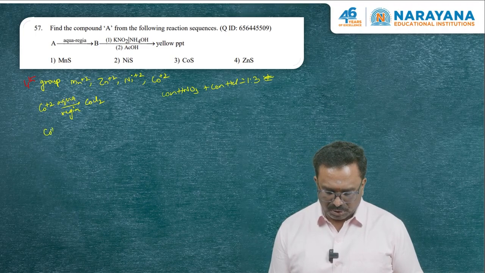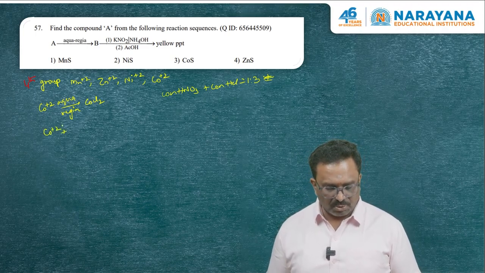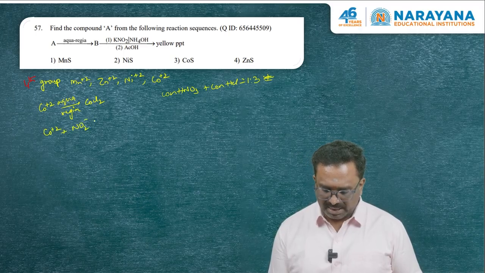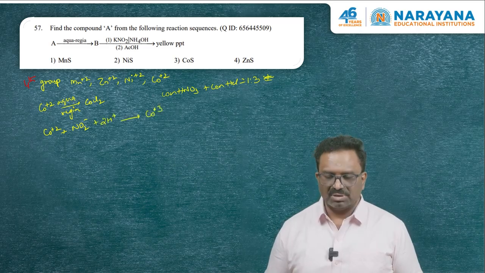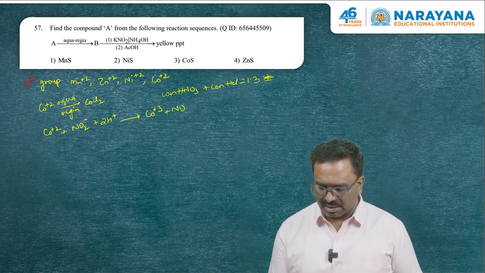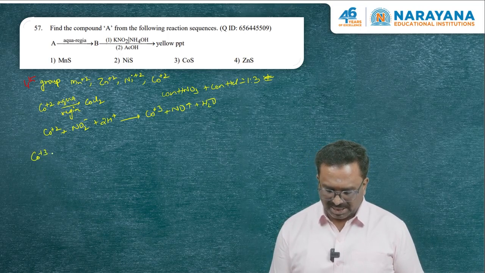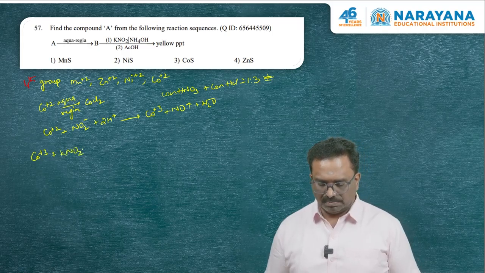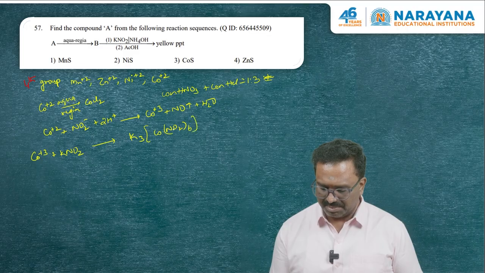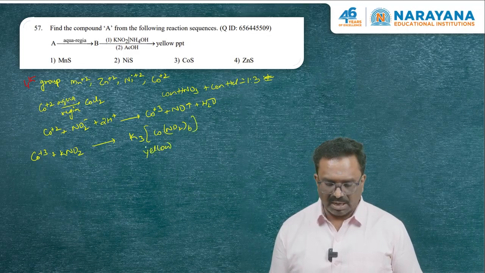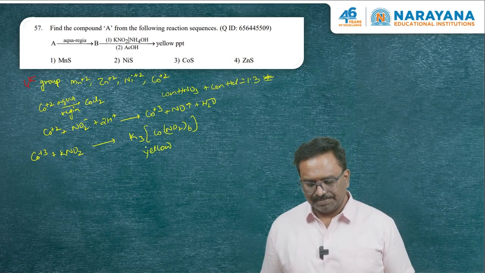The Co2+ on addition of NO2-, by acidification, Co2+ is changed into Co3+ along with NO. Now cobalt in +3 state with NO2-, that is KNO2, proceeds to the formation of K3[Co(NO2)6]. This is actually the yellow colored precipitate that we get.